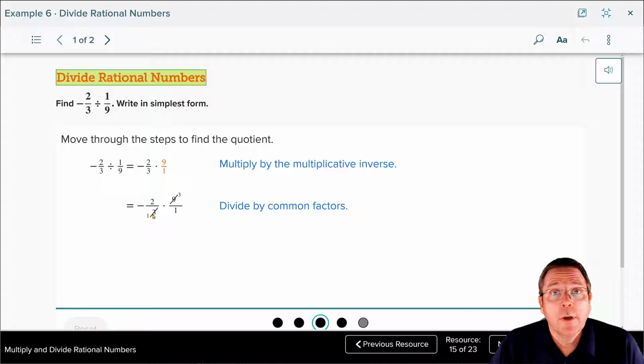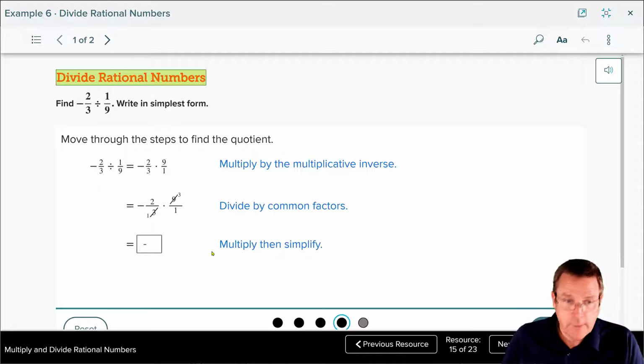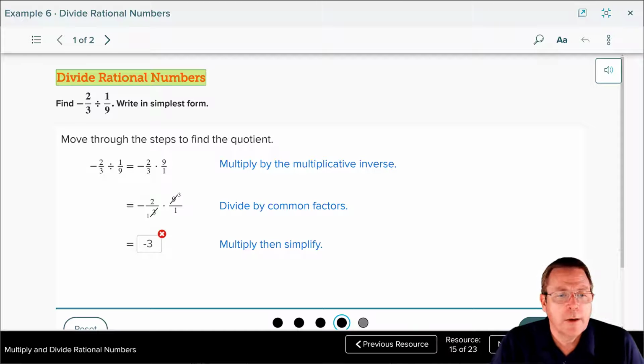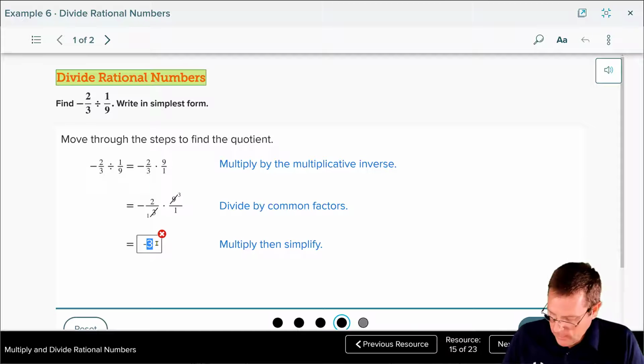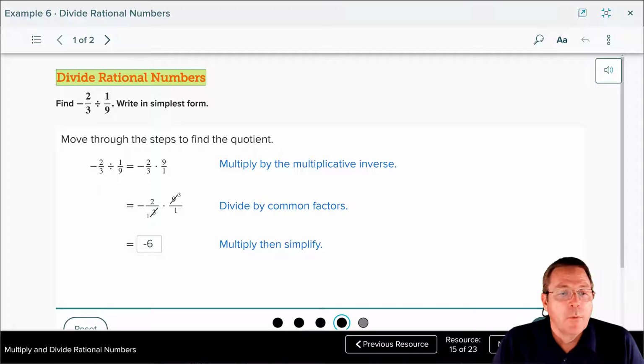3 went into 3 1 times, 3 went into 9 3 times, and from there we're going to multiply. 2 times 3 is going to be 6, 1 times 1 is going to be 1, and a negative times a positive is going to be a negative, so our final answer is going to give us -6/1. Oh, nope, I missed that one. I'm talking and not doing the math. -6/1, which is going to end up giving us -6 for our final answer.